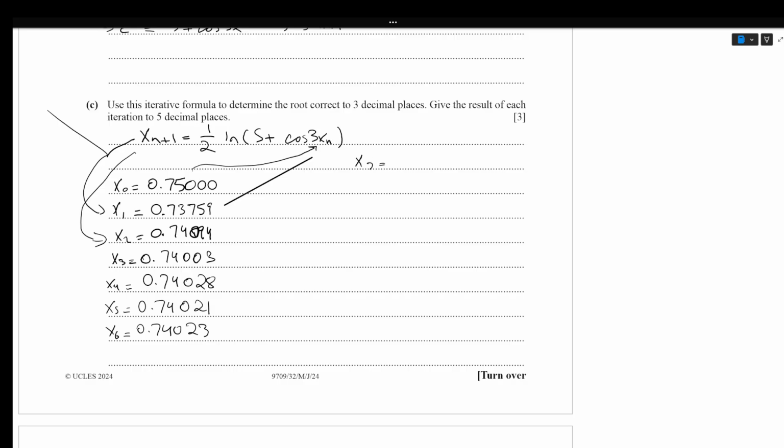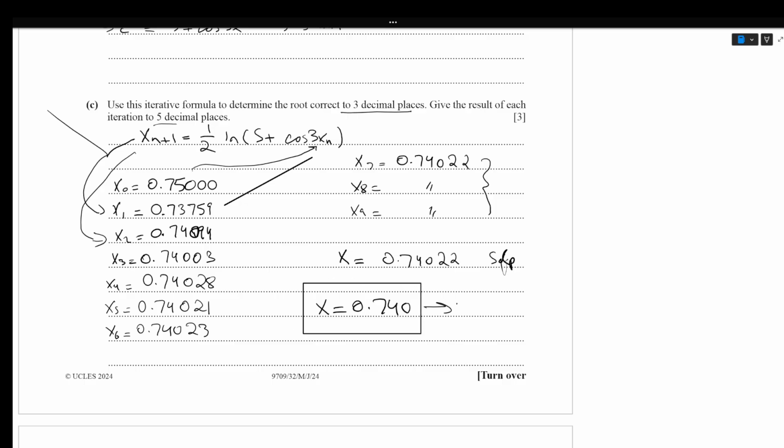Slowly they are starting to converge, but I just need to make sure that they converge to 5 decimal places. 0.74022, and then x8 is the same up to 5 decimal places and x9 is the same, so it has converged. So my answer is 0.74022 to 5 decimal places, but each iteration was asked to 5 decimal places and the answer has to be given to 3 decimal places. So x equals 0.740 is the answer.